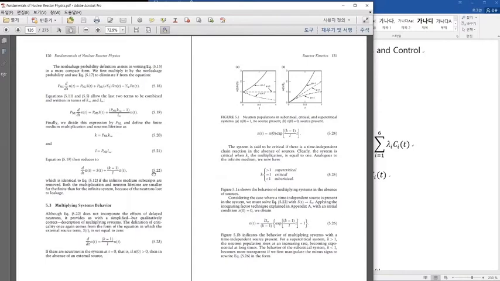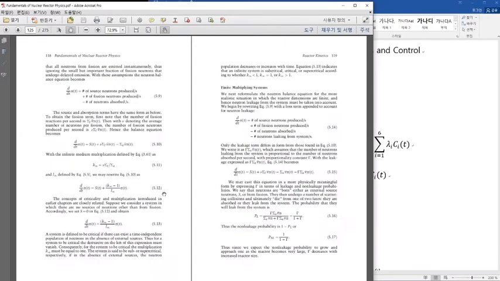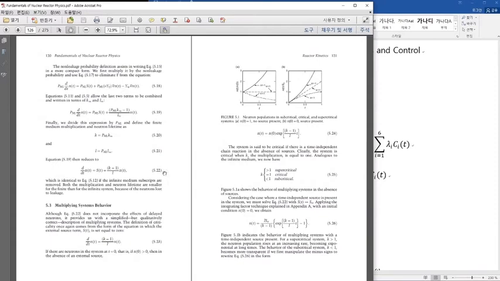So instead of k infinity, now k is introduced. Here k is simply k infinity multiplied with the non-leakage probability. And also L is given as L infinity multiplied with the non-leakage probability. So equation 5.12 in our previous page is applicable to infinite medium, while equation 5.22 here is applicable to finite medium.